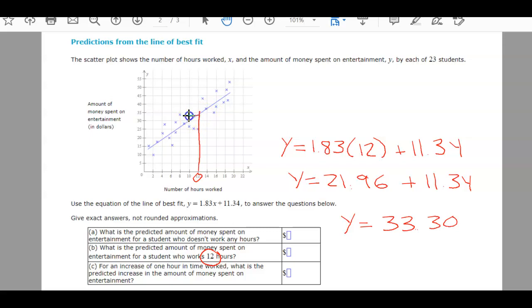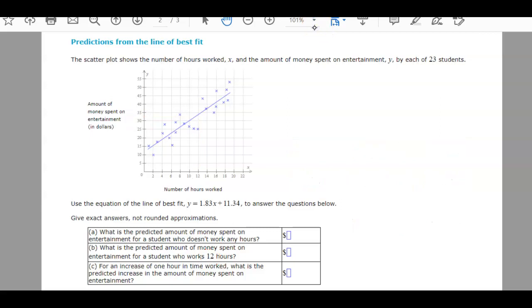It looks like it's just below that, right around there. And you'll notice that that's between the 30 and the 35. So our answer of 33.3 or $33.30 is right on the money. Okay, we've got part C here, so let's go ahead and address that.